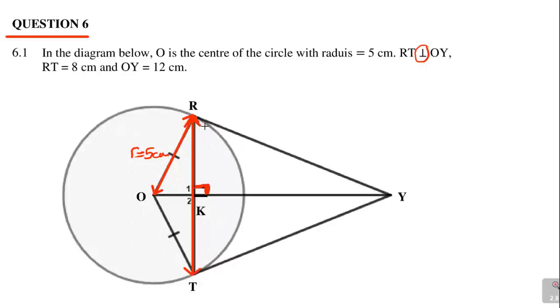Now there is something already you must know about RT. If this is a kite, you must always know about this. Let me just draw it again here. This is more like a kite. This is actually a kite, like this.